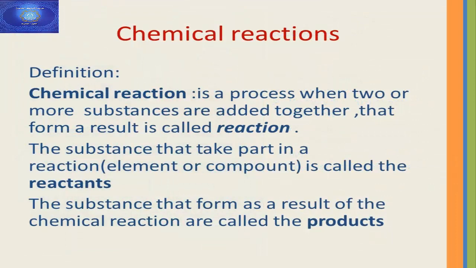Chemical reactions. In group 1 elements, group 2 elements, we talked about some reactions. So we have to know the definition of a chemical reaction. A chemical reaction is a process in which two or more substances are added together that forms a result, which is called a reaction.